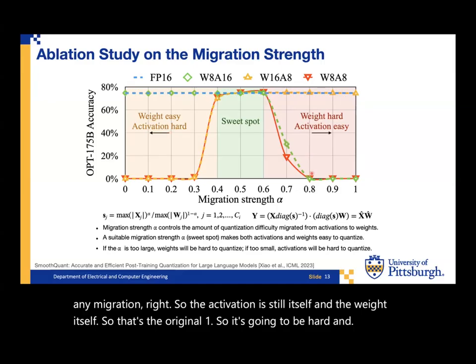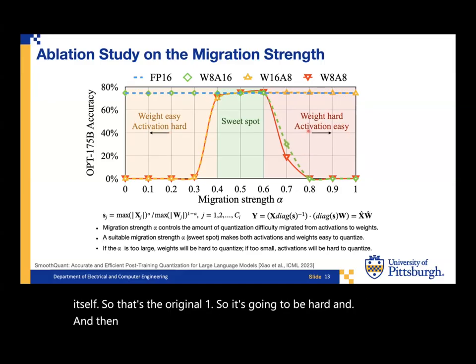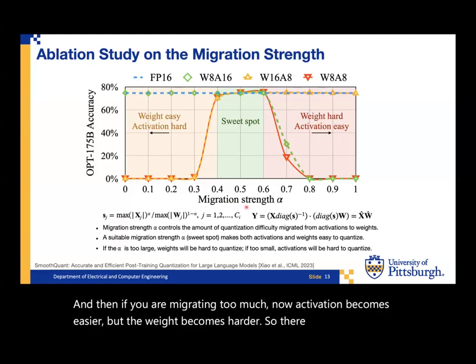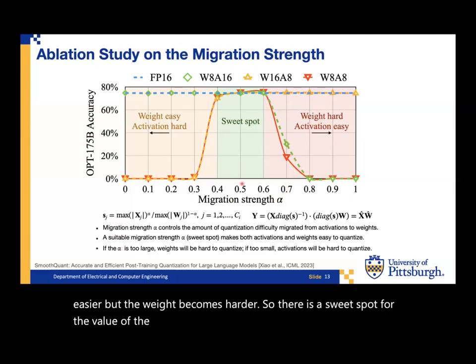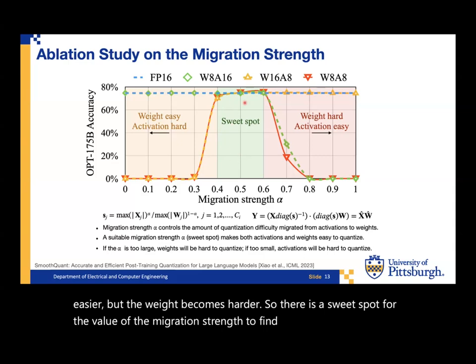And then if you are migrating too much, the activation becomes easier, but the weight becomes harder. So there is a sweet spot for the value of the migration strength, to find a good alpha number for doing SmoothQuant.